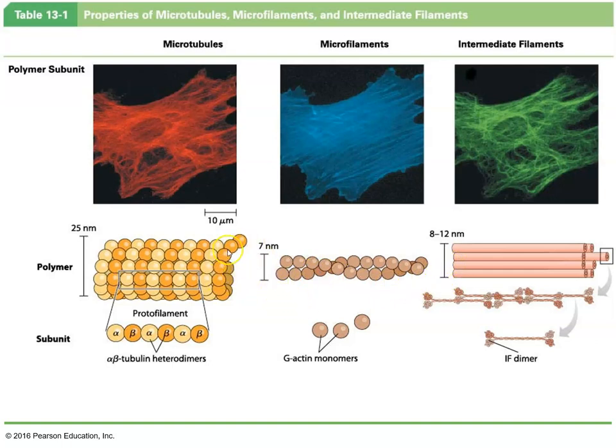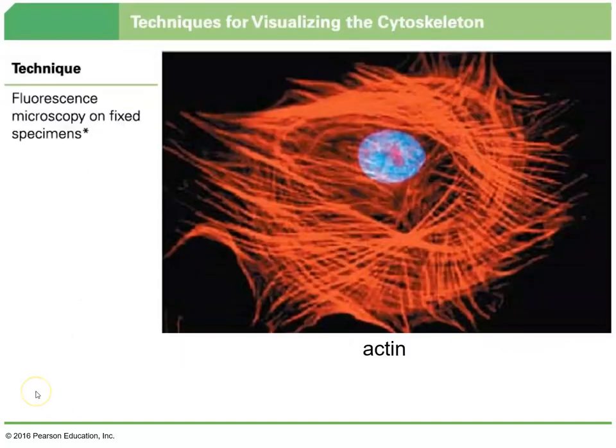So you can see this is kind of alpha helix of these different subunits. We have monomers that form this kind of twined, tethered rope. And then here we have the intermediate filaments, which are kind of stacks of things that fit together in these tight corded structures. Fluorescence microscopy is often used to visualize these different structures.